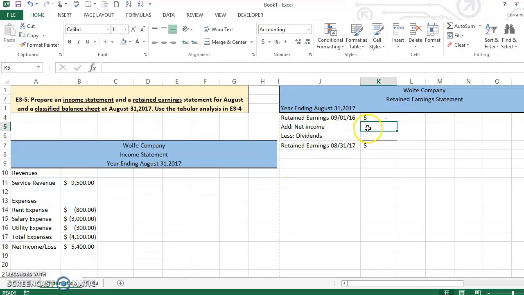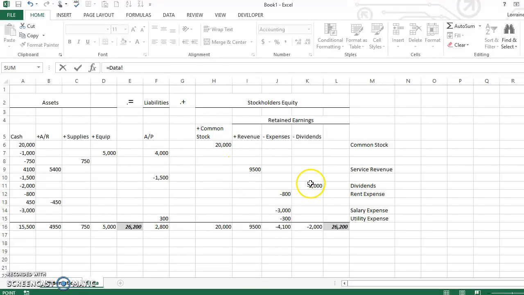So my retained earnings, you take the net income that we just got, and we grab the dividends, which is $2,000.